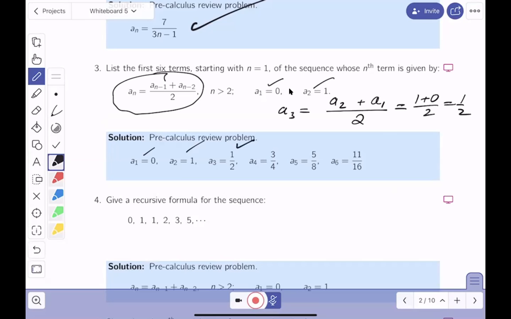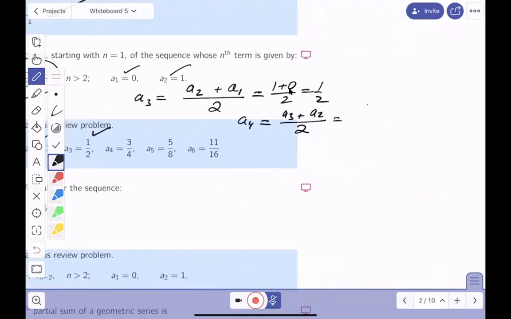All right, let's put down A4 now. Again, I'm using the formula. It's going to be A3 plus A2 over 2. Do I know A3? Yeah, it's 1/2. It's over here. Do I know A2? Yeah, it's 1 over 2. So that's going to be, let's see, 3/2 over 2, 3/4.